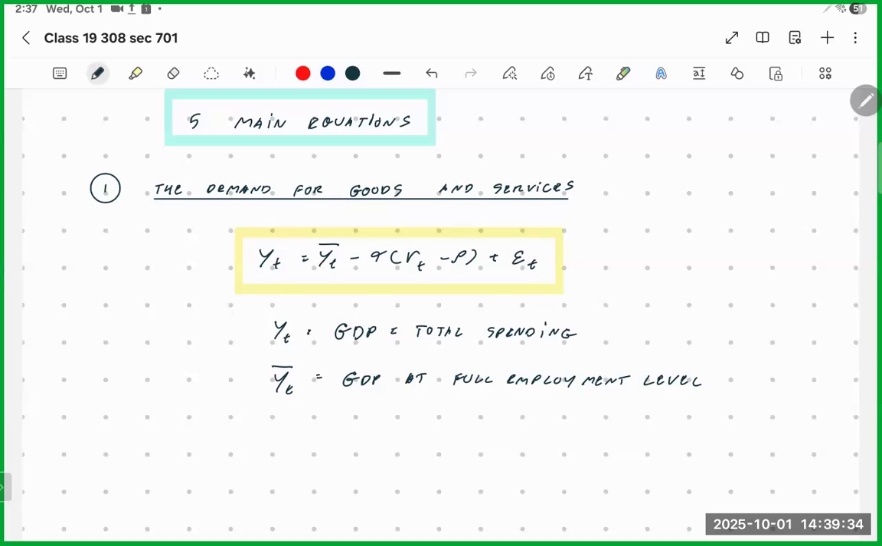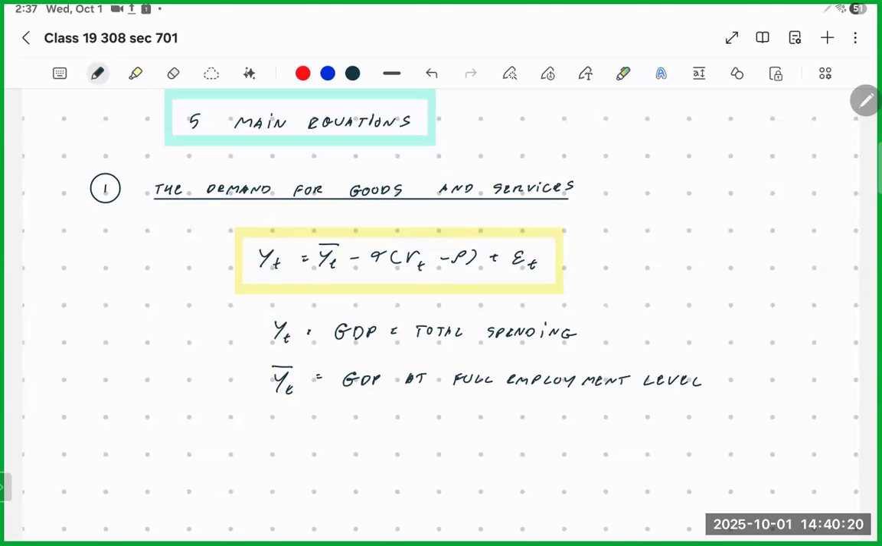If I write down the equation again, Y_t equals Y_t bar minus alpha (r_t minus rho) plus epsilon_t. If we don't have a demand shock, epsilon_t equals 0, so this term disappears. Then if I rearrange the equation and move Y_t bar to the left, I get (Y_t minus Y_t bar) equals minus alpha (r_t minus rho). This is what I have.